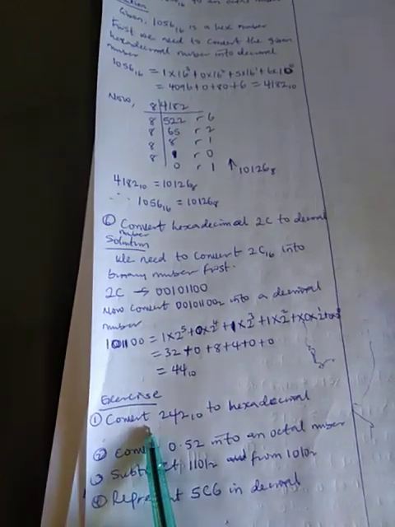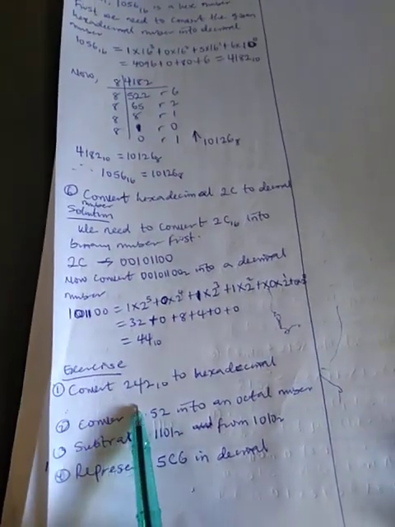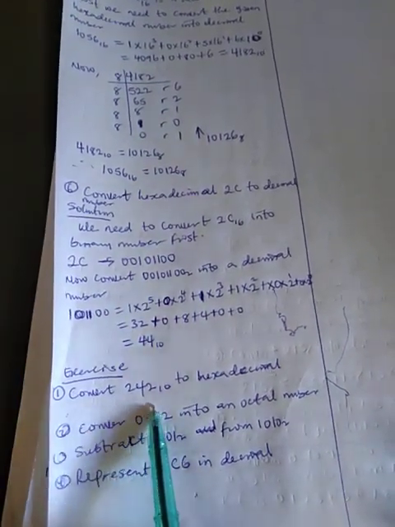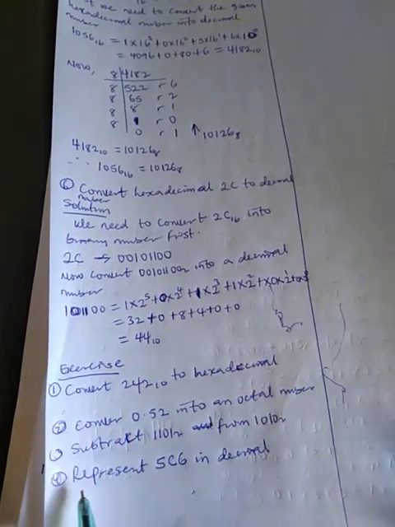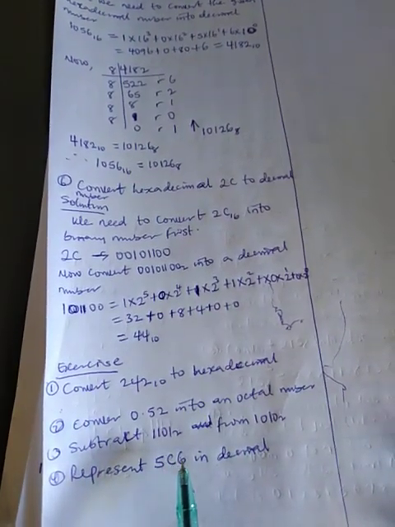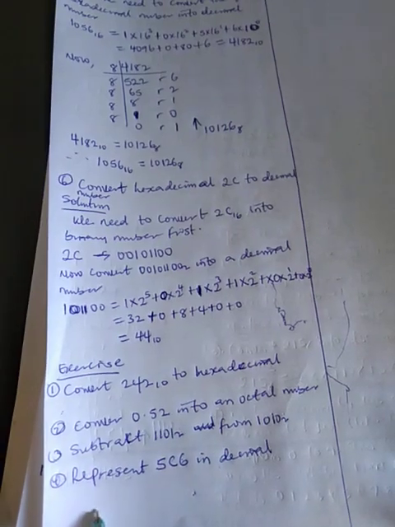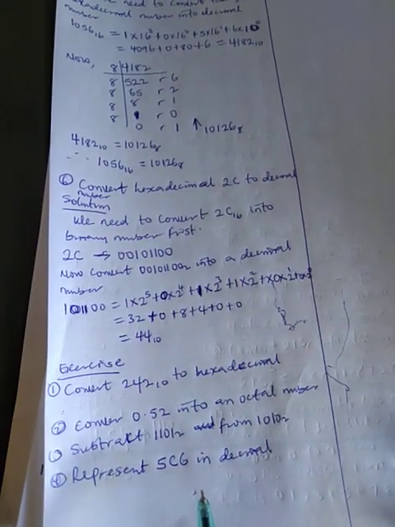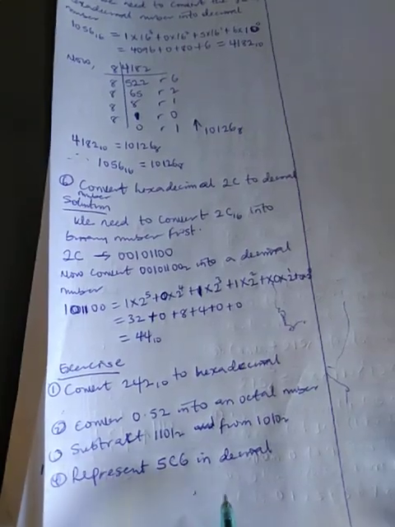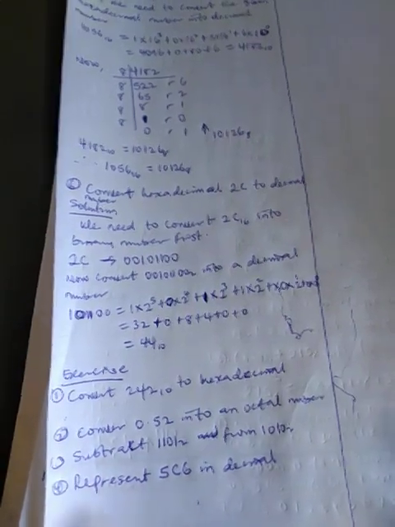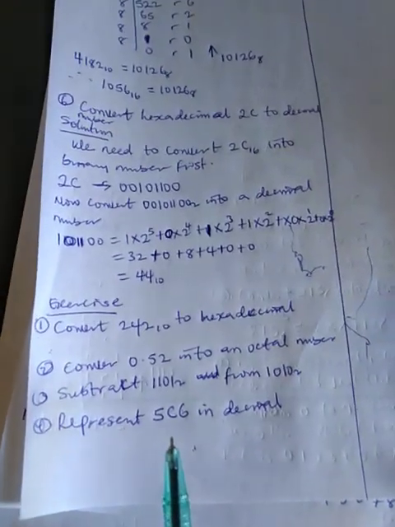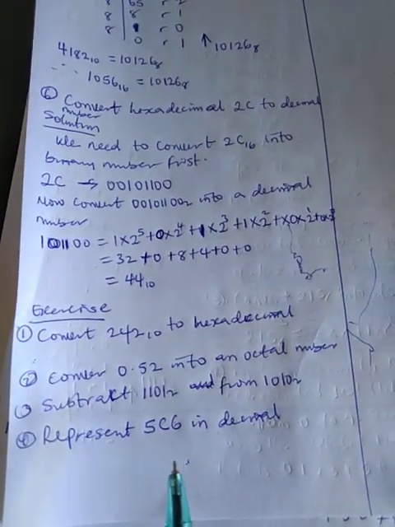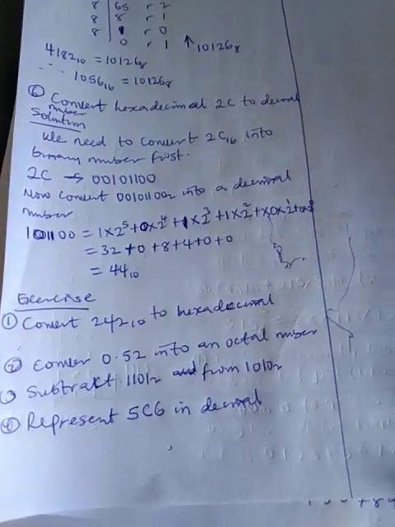Now, the exercise which will serve as an assignment. 1. Convert 242 in base 10 to hexadecimal. 2. Convert 0.52 into an octal number. 3. Subtract 1101 in base 2 from 1010 in base 2. 4. Then represent 5C6 in decimal.